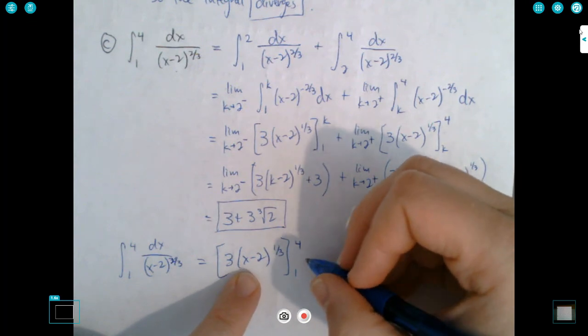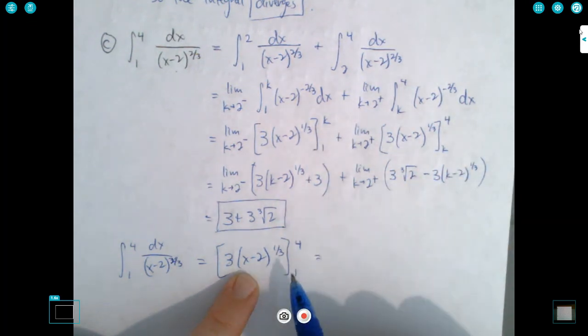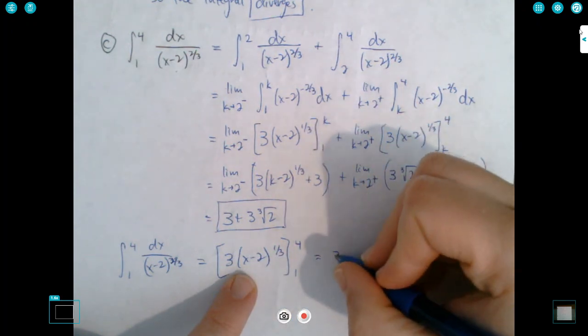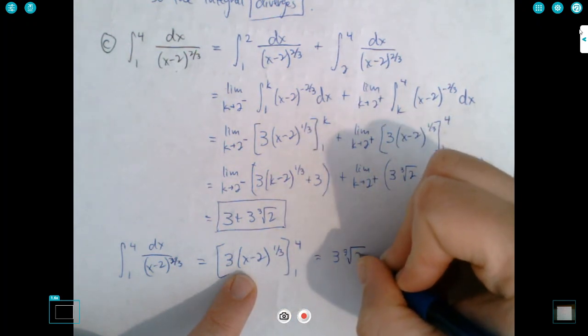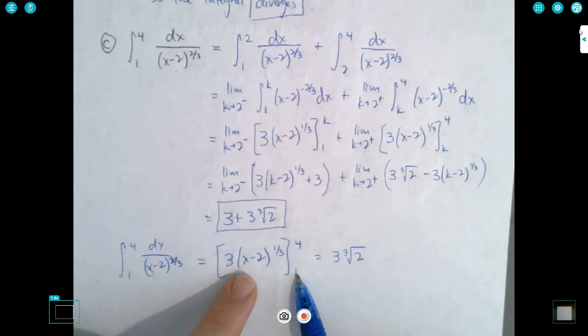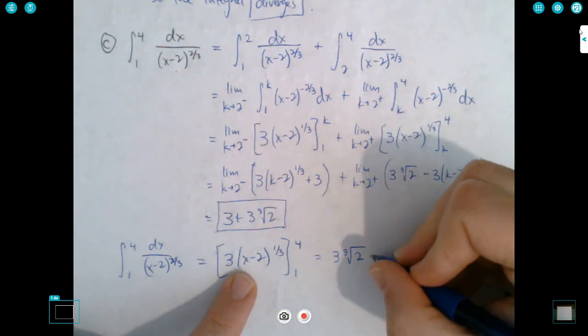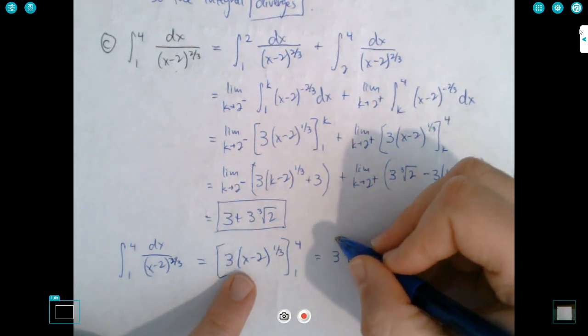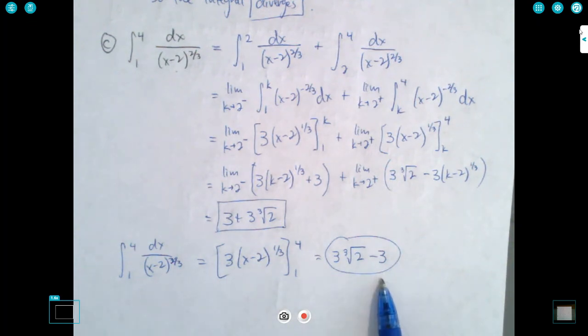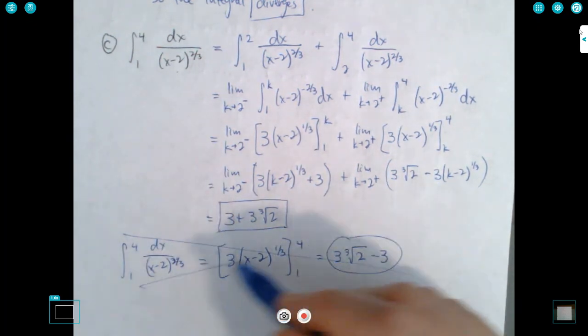Because you would think, okay, so this is going to be 4 minus 2 is 2, so you get 3 times cube root 2. And then if you plug in 1, then you get 1 minus 2 is negative 1, cube root of negative 1 times 3 is negative 3. So you would get this, which is a very different outcome. They're obviously not the same number, right? So this one, of course, is wrong, okay?